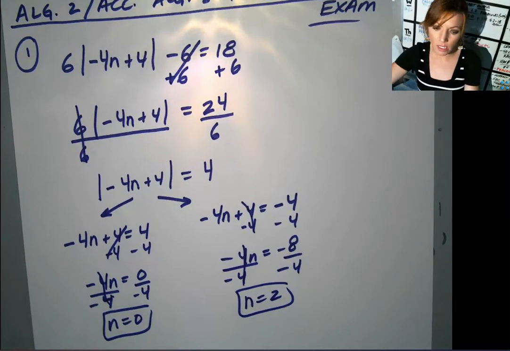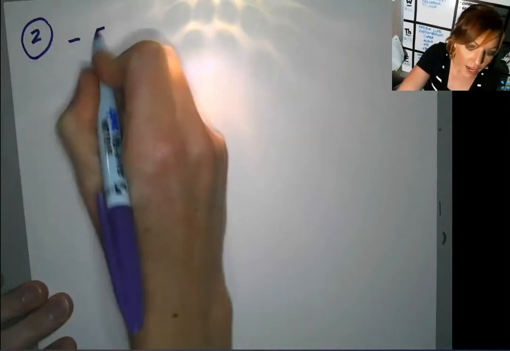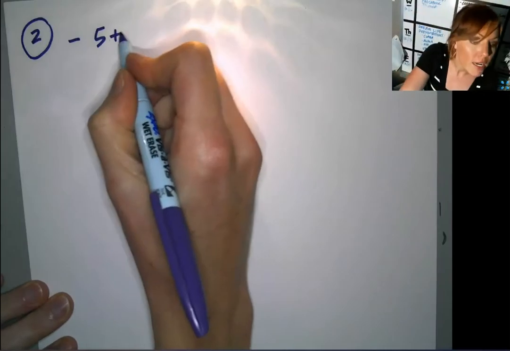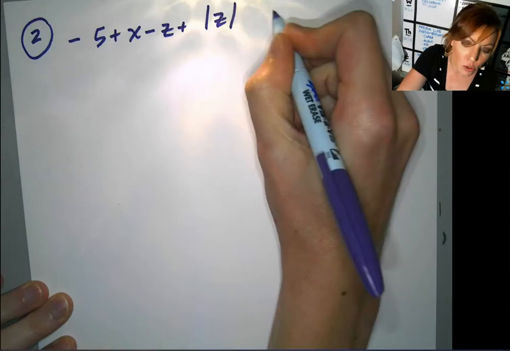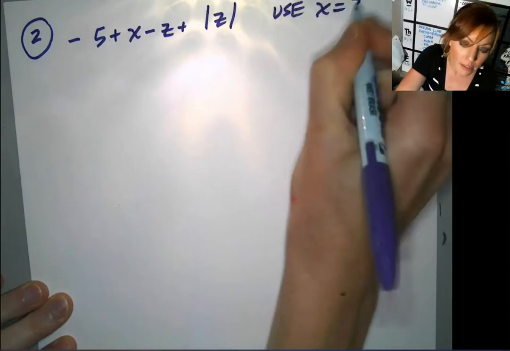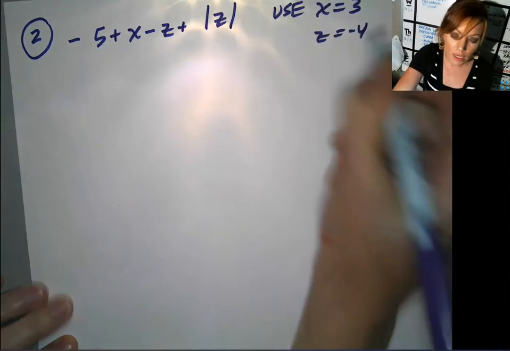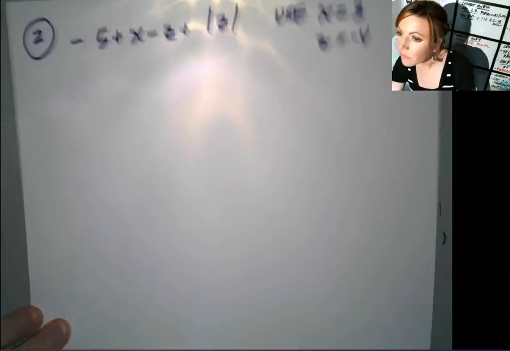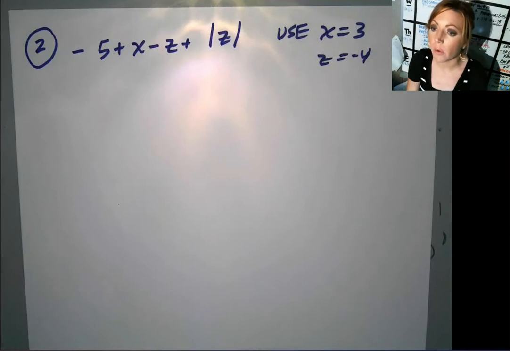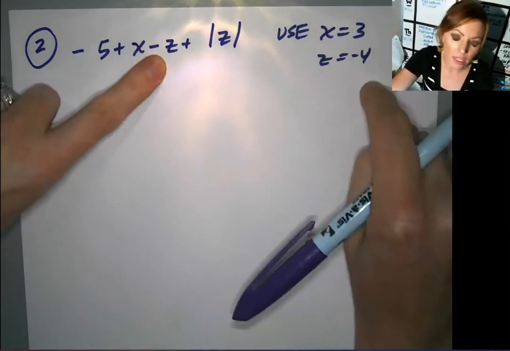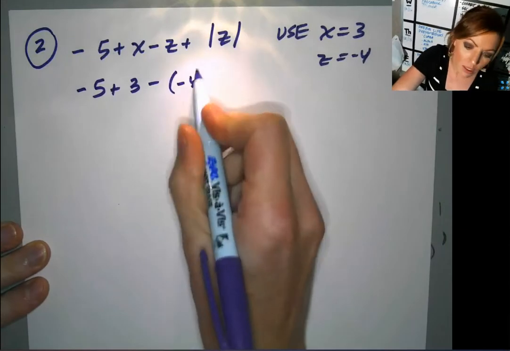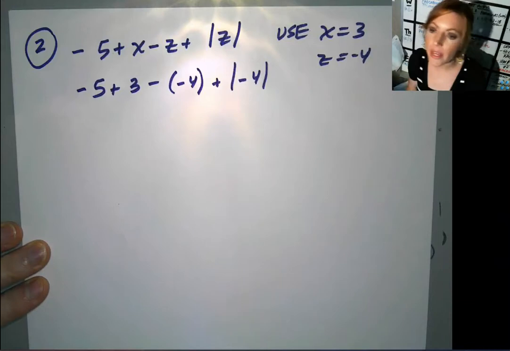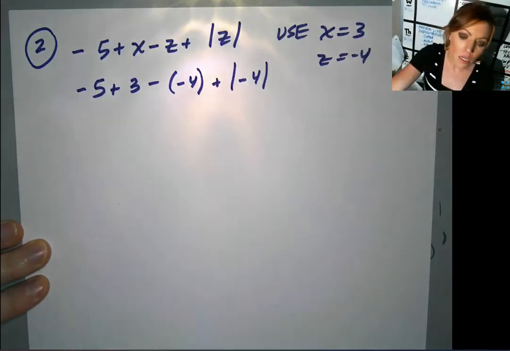Right? Okay, let's go ahead and move on to problem number 2. Number 2 says negative 5 plus x minus z plus the absolute value of z, and we want to use x is 3, z is negative 4. All we're doing with this problem is replacing the x with 3 and the z with negative 4. So negative 5 plus 3 minus negative 4 plus the absolute value of negative 4, and then we are going to go through and actually simplify this.